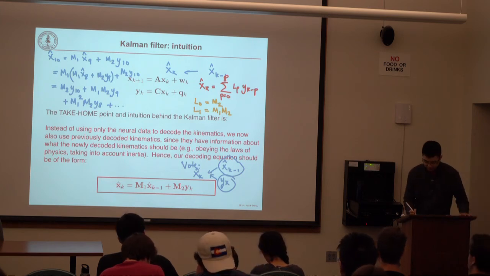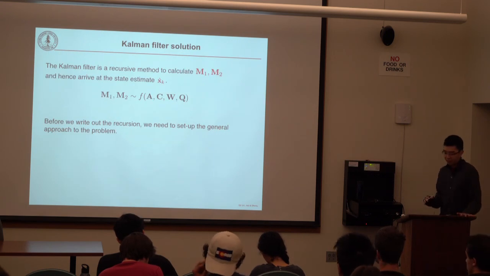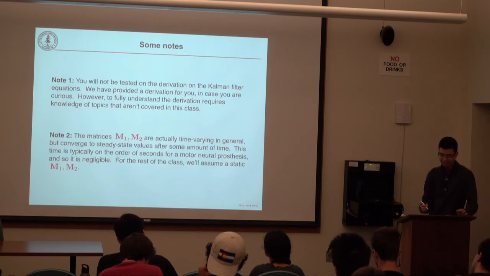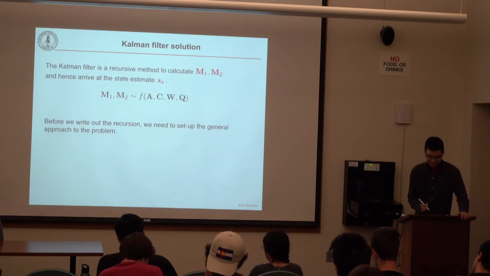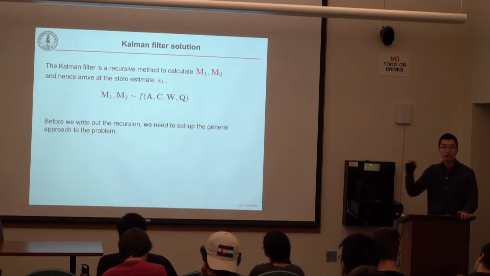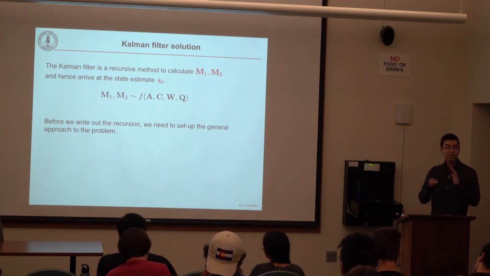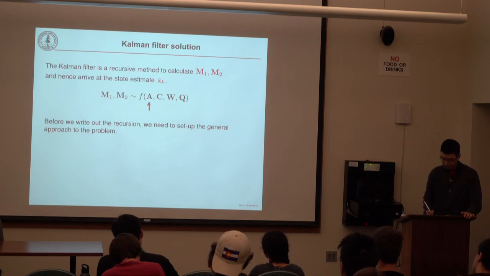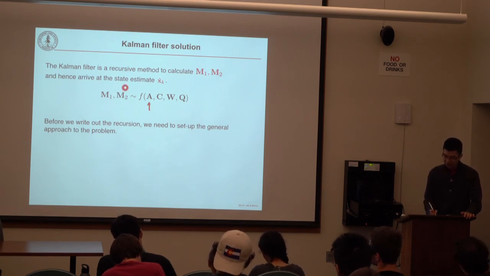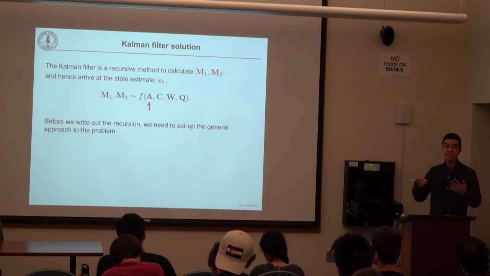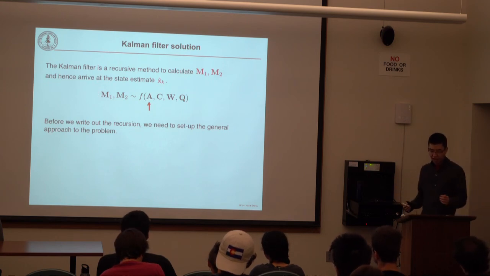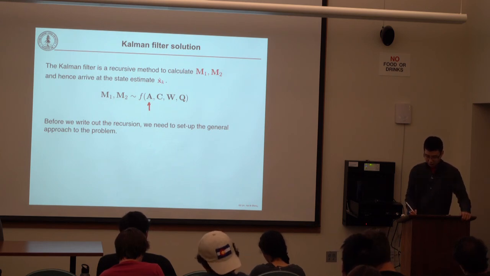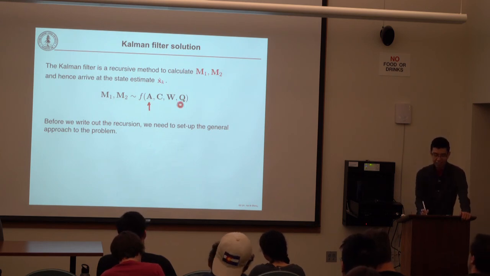All right. And so we'll stop at this slide today, but before we do, actually, we'll go 2 more slides. The Kalman filter, at a very high level, is a recursive way to calculate these M1 and M2s, and hence arrive at our state estimate of x hat of k. So in our linear dynamical system, we had 4 parameters. The 4 parameters were A, C, W, and Q. And so we know that these M1 and M2s basically have to be a function of these A, W, C, and Qs. And so the Kalman filter will tell us exactly what these functions are.